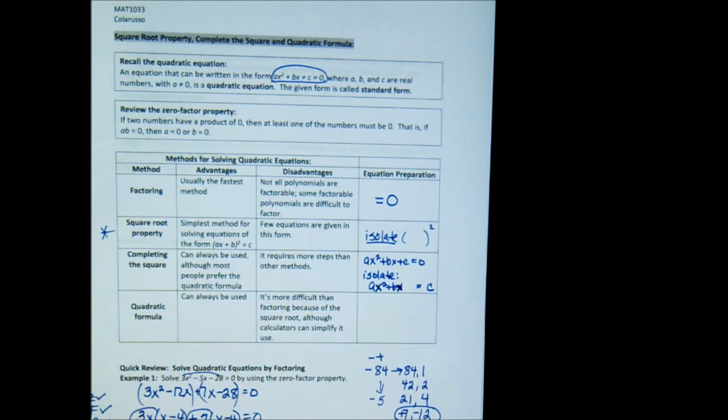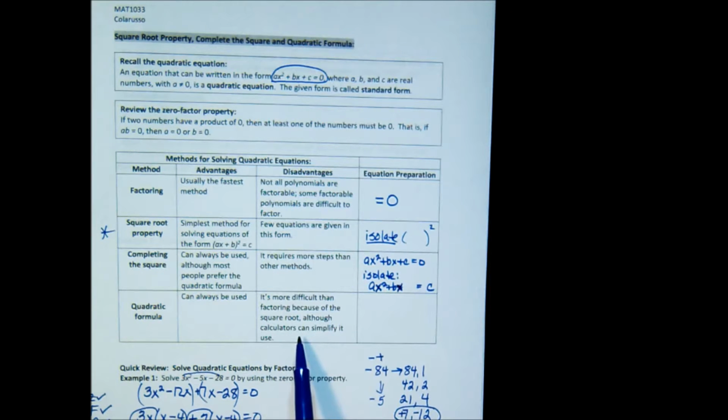Let's return one more time to our chart that we started in another video. We're going to look at the last method for solving quadratic equations, and it's using the quadratic formula. The advantage is it can always be used no matter what quadratic equation you have. It doesn't matter if there's a 1 in front of the squared term, or if the middle term is even, or if it's factorable. It doesn't matter.